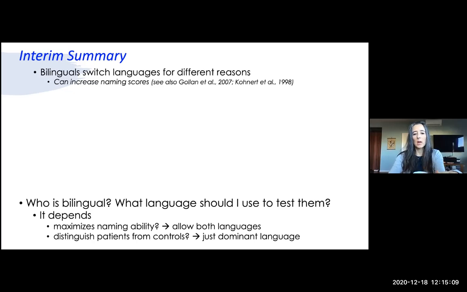So going to the bottom, who is bilingual and what language should I use to test them? It depends. If you want to maximize naming ability, you allow both languages, but not if you want to distinguish patients from controls.